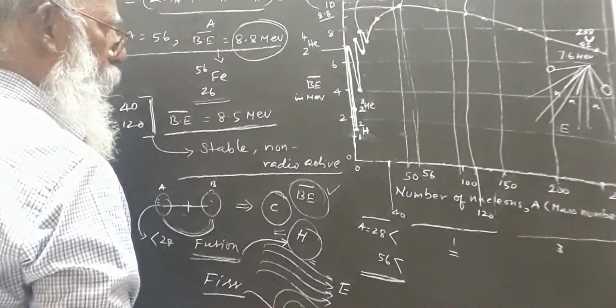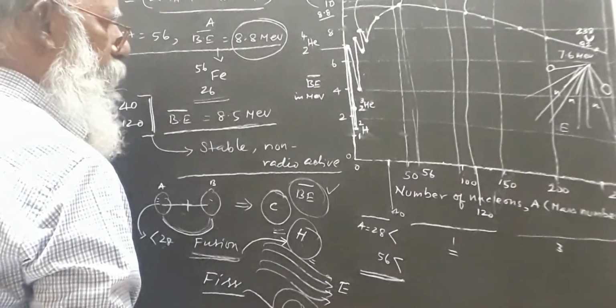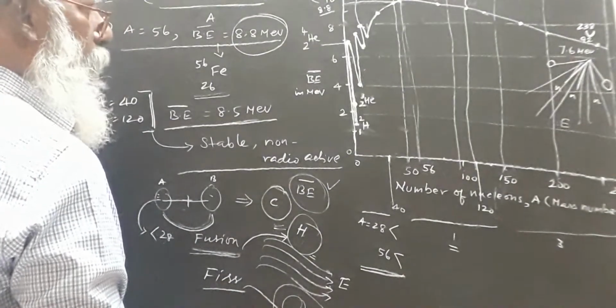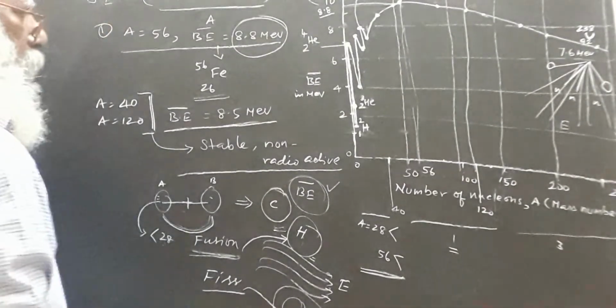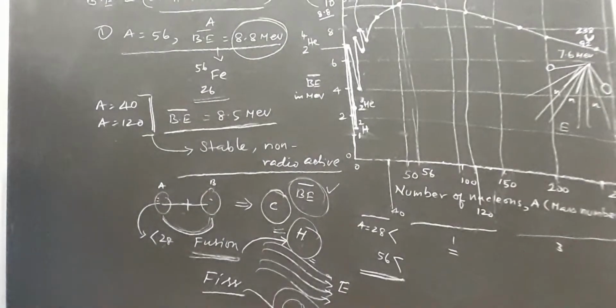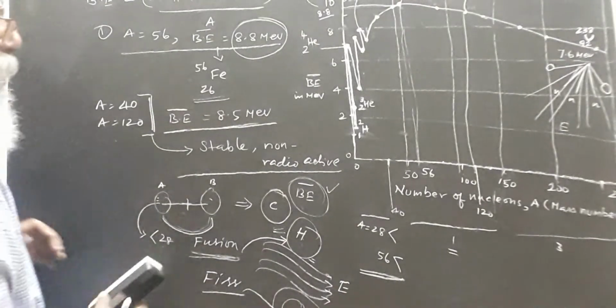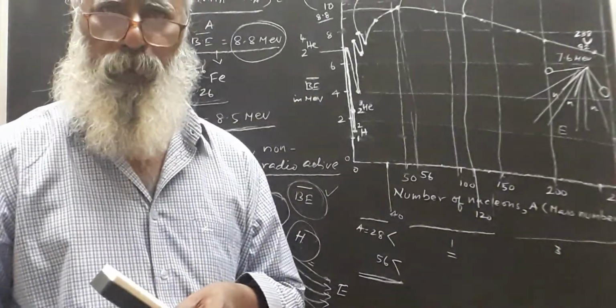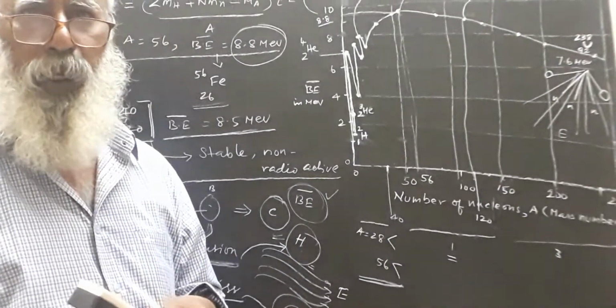The curve between binding energy per nucleon and atomic mass number is a very important 5 mark question. Generally, it may be asked in your examination. If you have any doubt, ask any questions. Give a comment, and I will explain in detail.